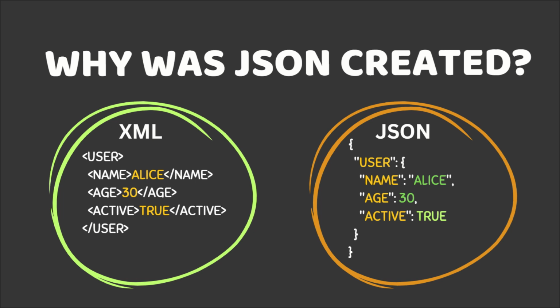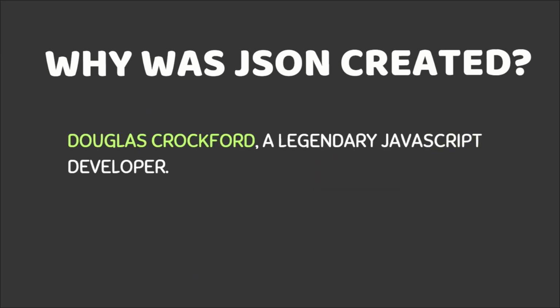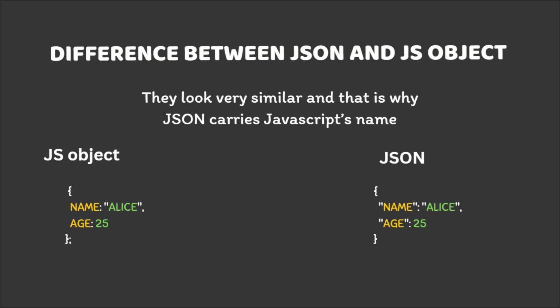That was the reason JSON was created, a lightweight data format which is easy to write, read, and understand. The creator of the JSON is Douglas Crockford, a legendary JavaScript developer. You can read more about his profile on the internet. Our third question is, what is the difference between JSON and JavaScript object? And here you will get the answer of the question, why does JSON carry JavaScript in its name?